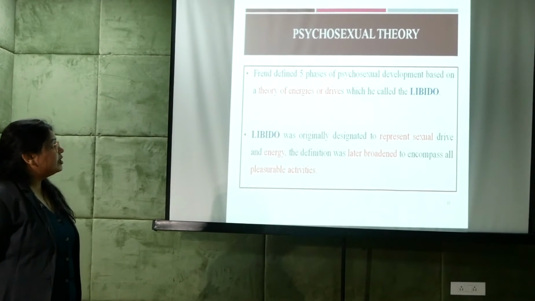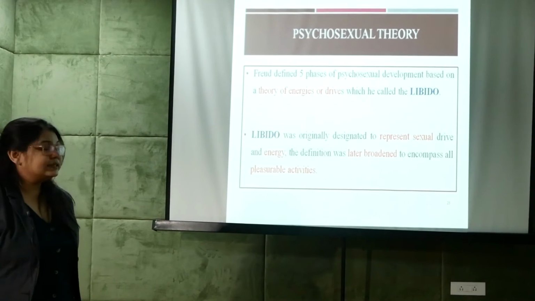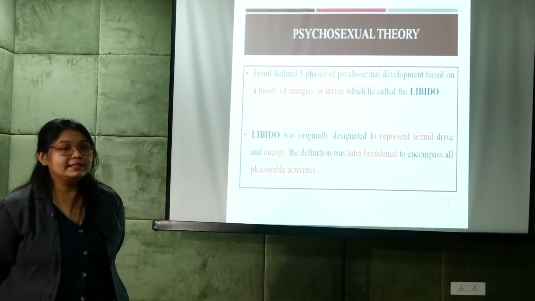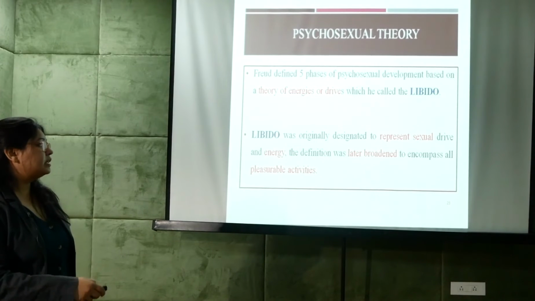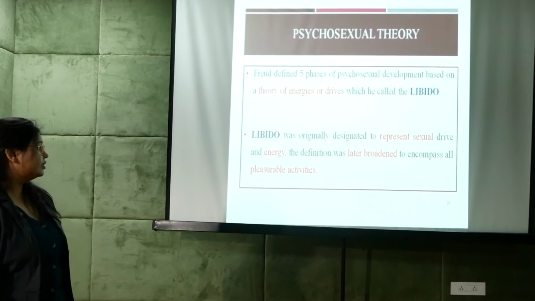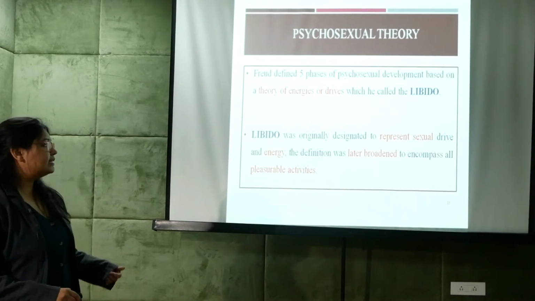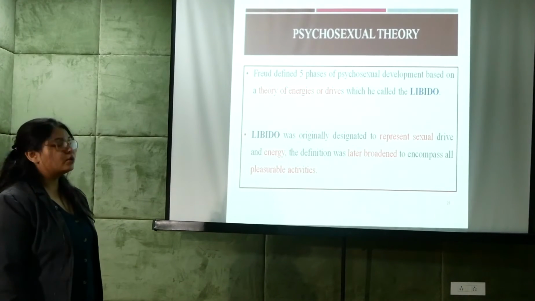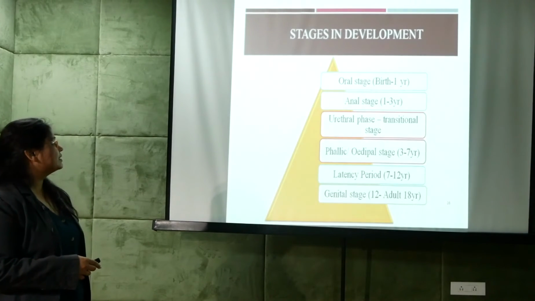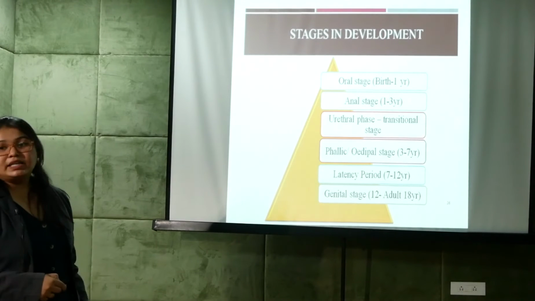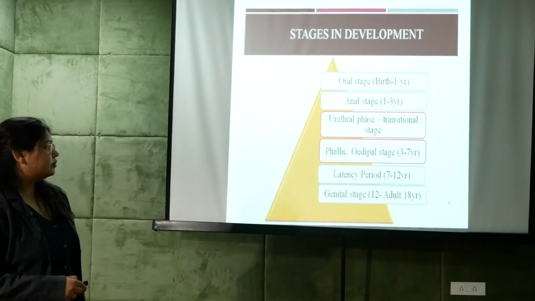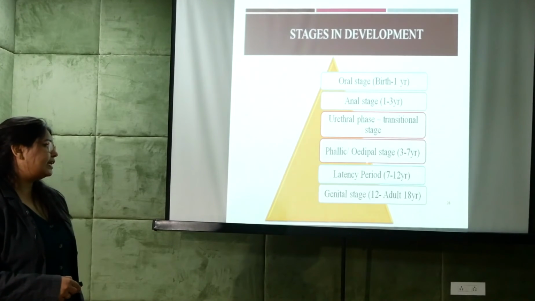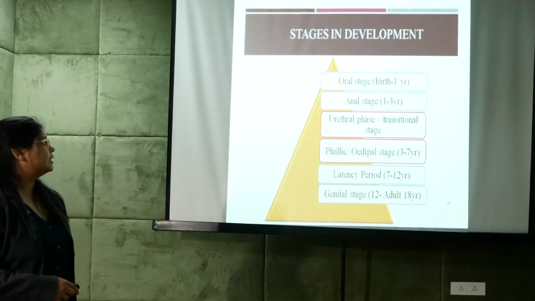It is a theory of energies or drives, which he has known as libido. Libido was originally designated to represent sexual drive and energy. The definition was later broadened to encompass all pleasurable activities. So he has given various stages: oral stage, anal stage, urethral stage, phallic stage, latency period and genital stage.